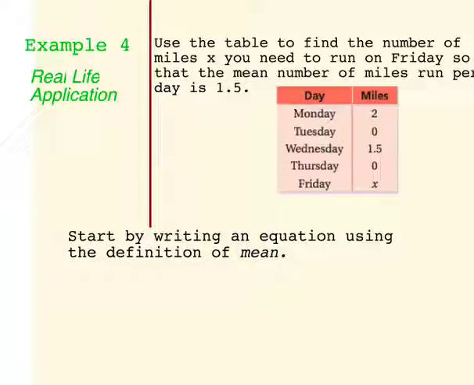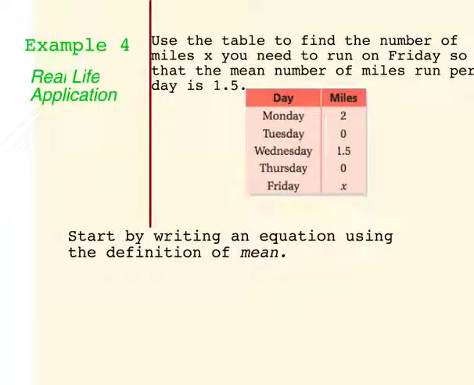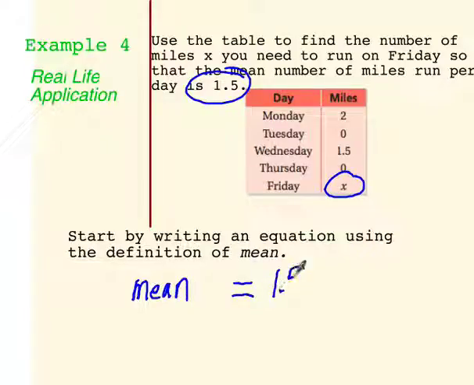I always try to involve a real life problem. Use the table to find the number of miles you need to run on Friday so that your average, or the mean number of miles run per day, is 1.5. So you're trying to find Friday's. And the whole thing says your mean number of miles per day is 1.5. Notice all this, the mean is 1.5. So the mean number of miles you run per day, that's this, there's your equals, 1.5.